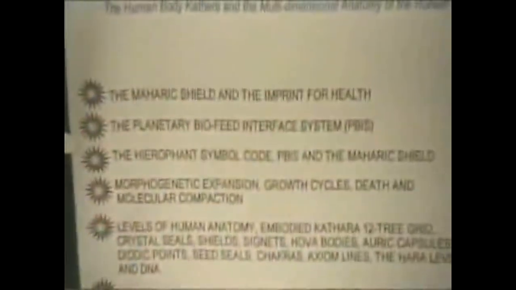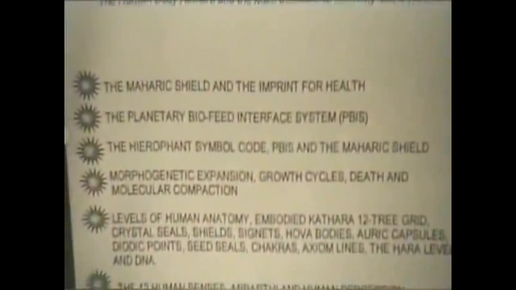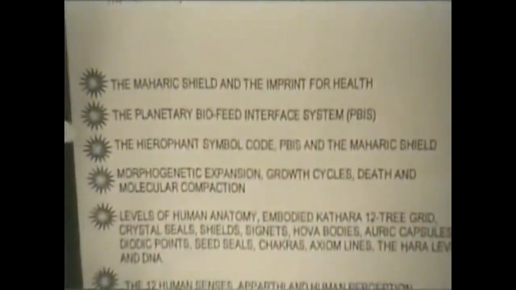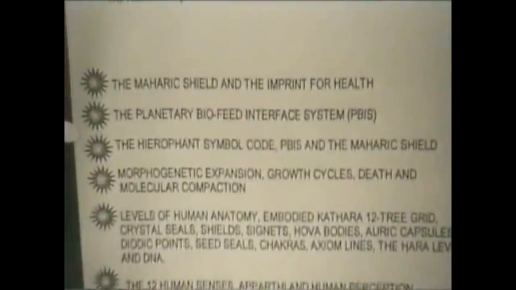that point. First, we're going to learn about the Maharic shield and the imprint for health. And I've already talked quite a bit about that, where I talk about the divine blueprint that's held in the D12 pre-matter level, and that your Maharic shield, that level 2 of your Cathara grid, is connected to the divine blueprint and holds its mathematical program. So we're going to learn a little bit more about that.